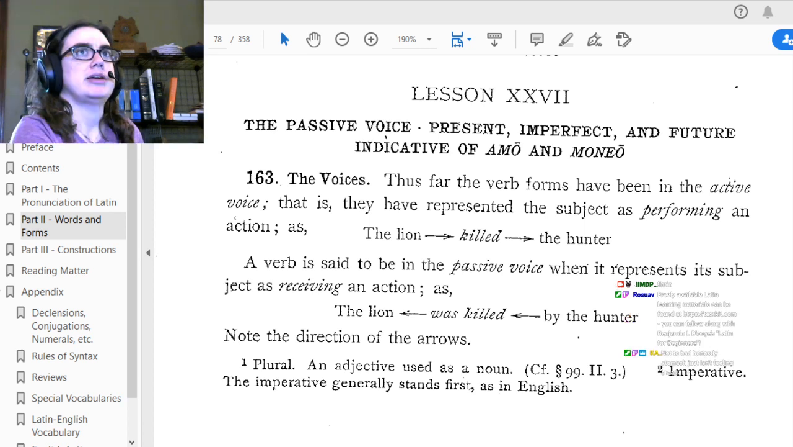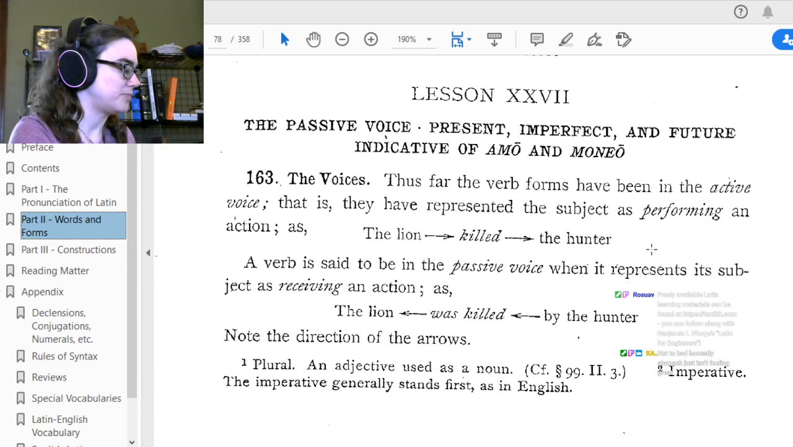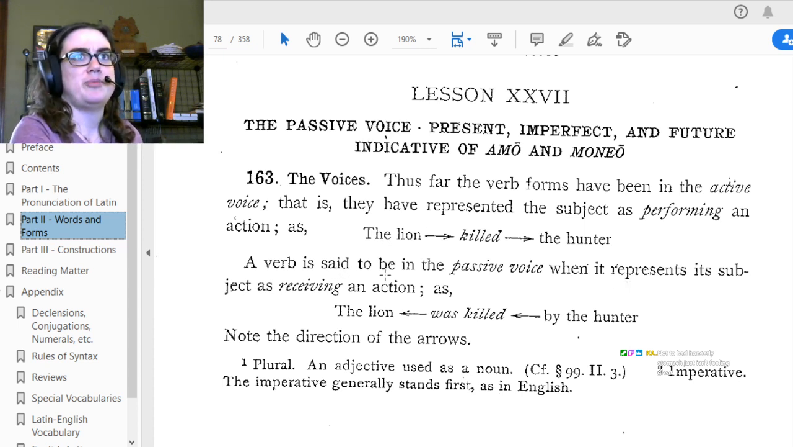All right. So far, we've learned the active voice, the lion killed the hunter. A verb is said to be in the passive when the subject receives the action. The lion was killed by the hunter. Or the hunter was killed by the lion.